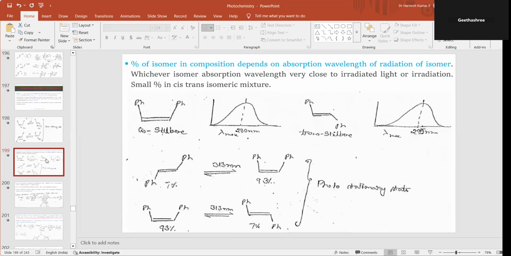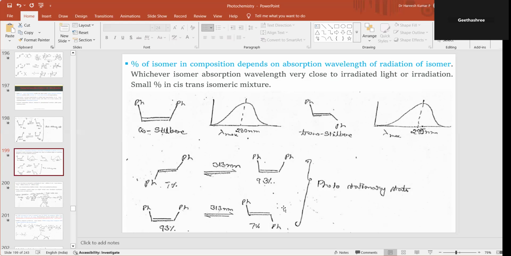Then I'm taking one more example. Again, a cis stilbene. The lambda max of the cis stilbene is 290. Trans stilbene, the lambda max is 295. So when trans stilbene is irradiated at 313 nanometer, the trans one is converted into cis one, 93%. A cis one, when it is irradiated with 313 nanometer, only 7% trans is obtained.